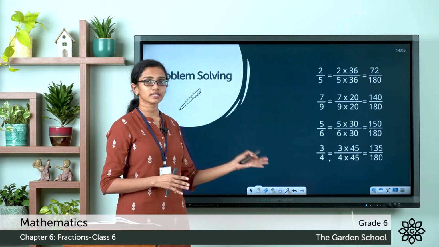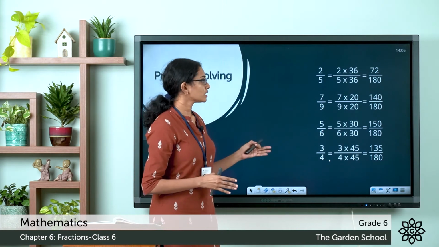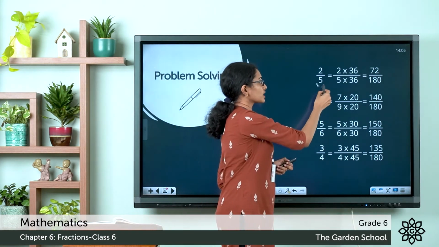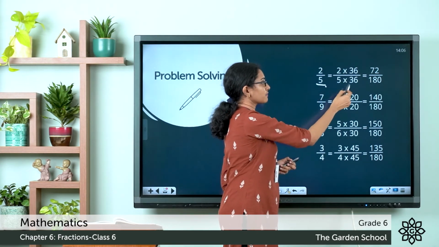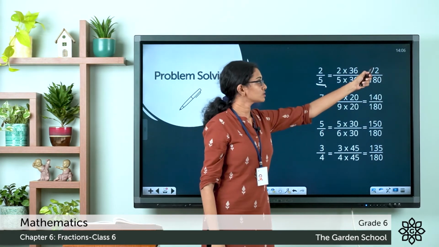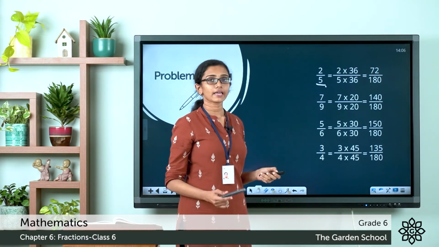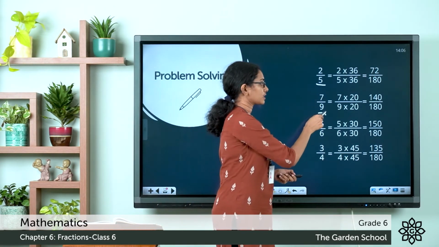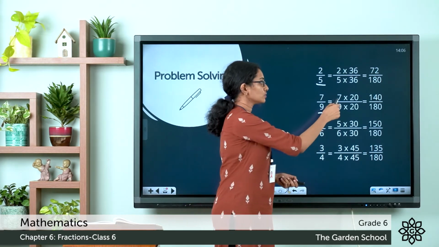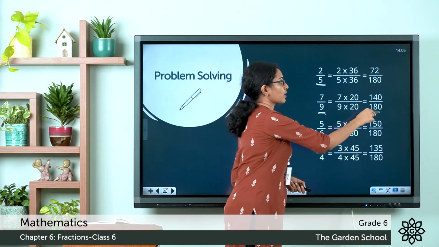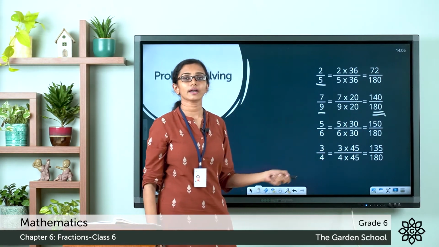Now we are going to change the denominators. So 180 divided by 5 gives you 36. So this becomes equal to 2 into 36 by 5 into 36, which gives you 72 by 180. Now 180, the LCM, divided by 9, it is equal to 20. So 7 into 20 by 9 into 20, and it gives you 140 by 180.